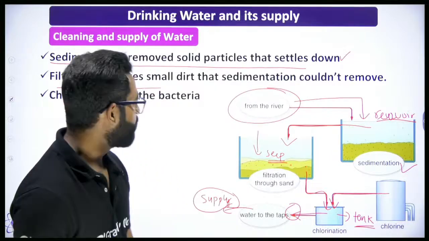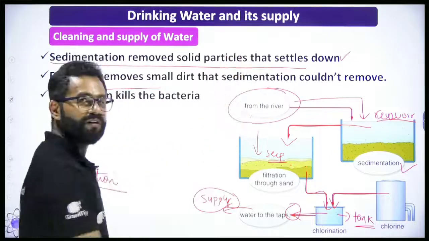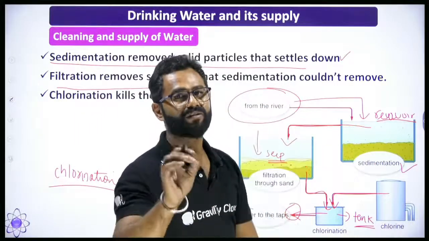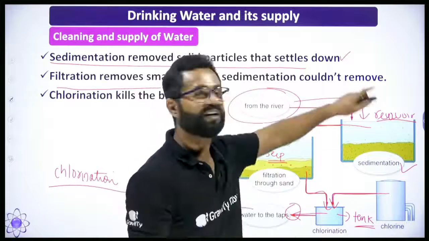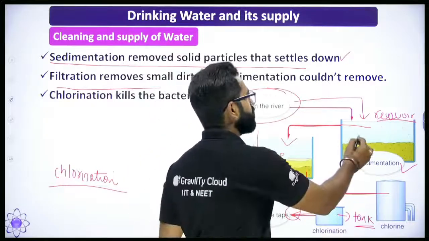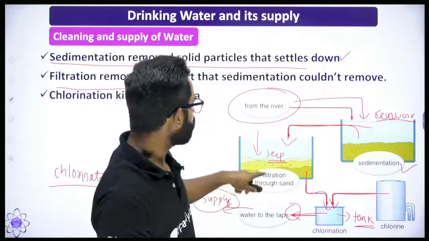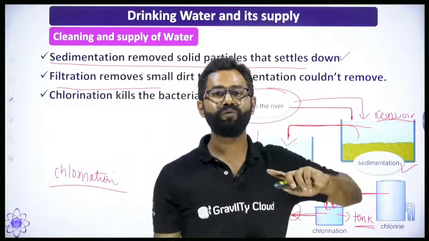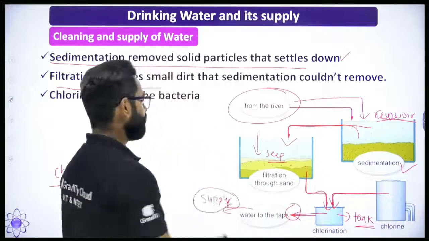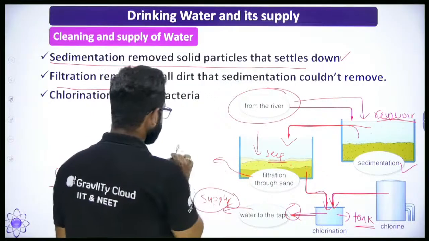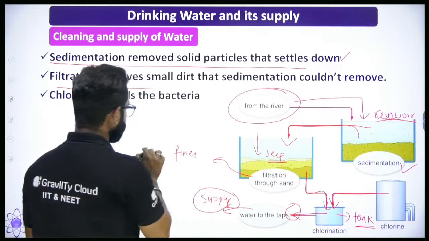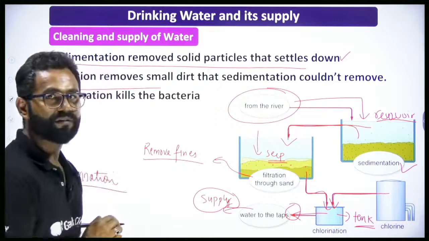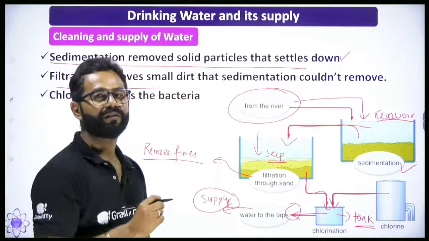So this is how it happens. Take the water from the river, pass it to the reservoir. In the reservoir, the big particles, the gravels or heavy particles, will settle down. The water coming from the top is taken and passed through the sand. Here the filtration will occur. Filtration will remove the further smaller particles. Filtration removes fines, right? Fines means very small particles.